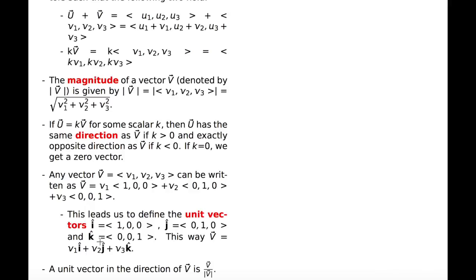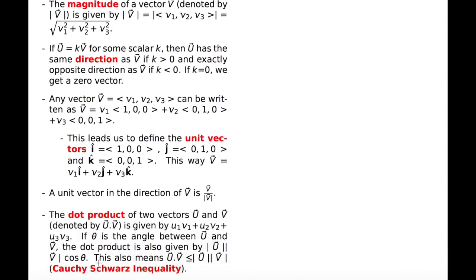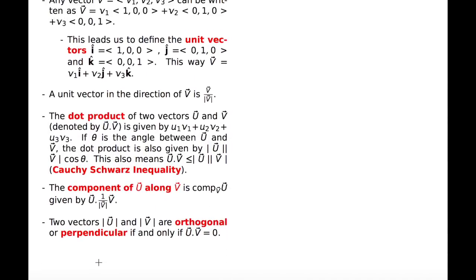Okay, and then unit vectors i and j in x and y directions, but now we have a unit vector k in the z direction. Okay, and the unit vector is again the same thing. So the dot product of 2 vectors is given by the sum of the products of their respective components. So if we have u equal to u1, u2, u3, and v equal to v1, v2, v3, then the dot product is u1 v1 plus u2 v2 plus u3 v3.